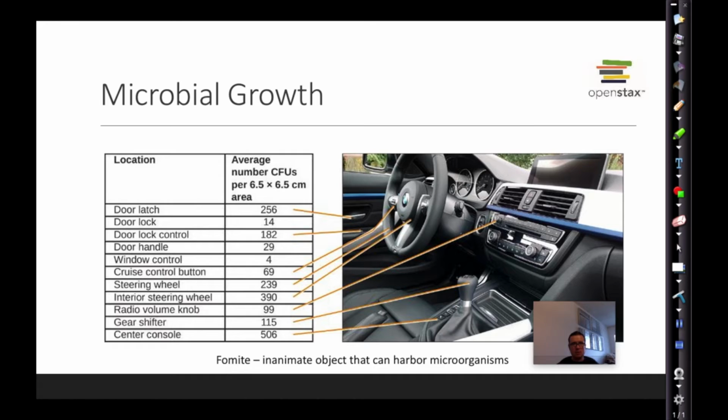So a large volume of growth occurs on the center console, as you can see here down at the bottom, and that center console typically has food spilled on it, which is why a lot of microbes grow there. And you don't typically wipe off that area with your hand. What to take from this is to remember a fomite is an inanimate object that can harbor microorganisms.